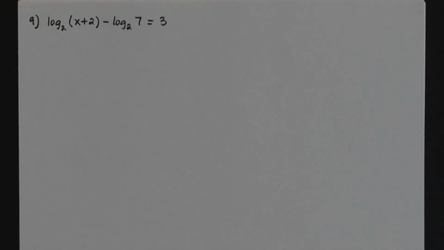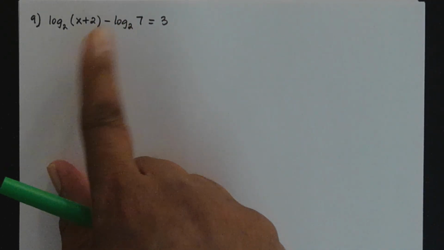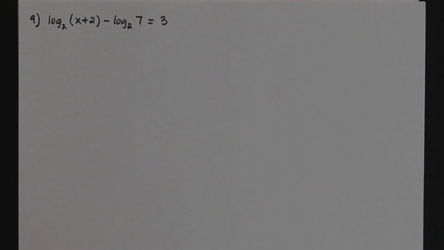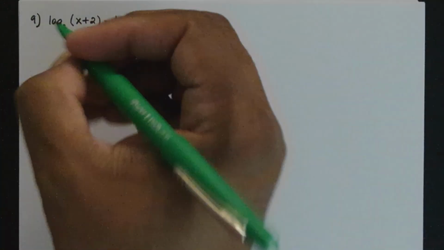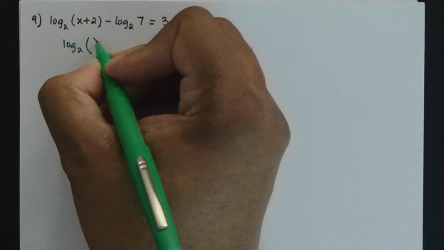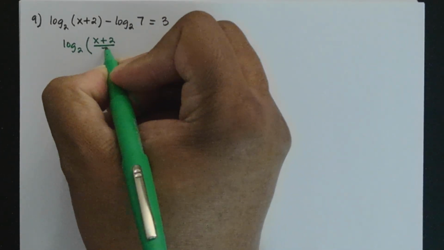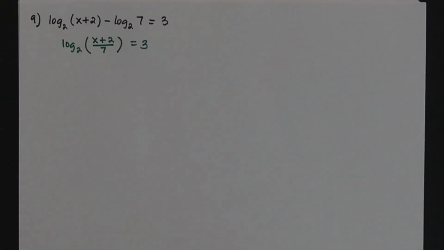Now, with each side of this logarithmic equation, you want to condense as a single logarithm. So on the left side, what rule do I need to use to condense that expression? It's either product, quotient, or the power rule. Quotient rule. Here I got the difference of the individual logarithms. I need to condense that as log to the base 2 of the x plus 2 in the numerator divided by the 7 in your denominator. And then that's going to be equal to 3.